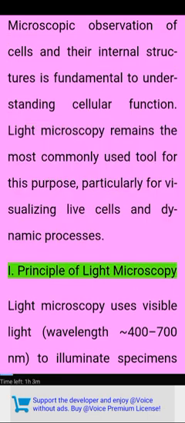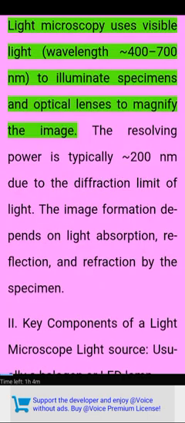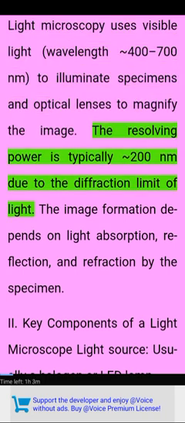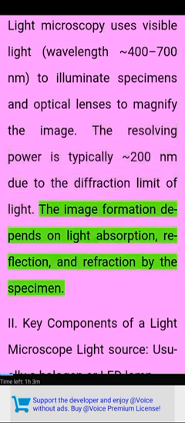1. Principle of light microscopy. Light microscopy uses visible light, wavelength approximately 400 to 700 nm, to illuminate specimens, and optical lenses to magnify the image. The resolving power is typically approximately 200 nanometers due to the diffraction limit of light. Image formation depends on light absorption, reflection, and refraction by the specimen.